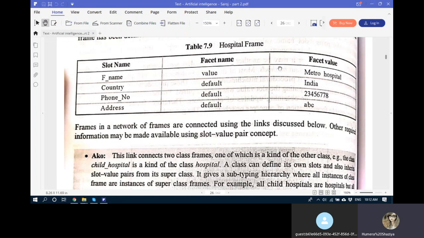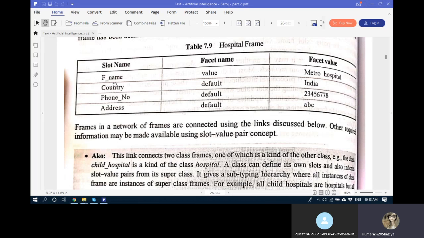The hospital frame has these slot names primarily, which are attribute names, and these are the values. Values in the sense that you provide any default value, or the value has to be accepted from the user, and these are the actual values.